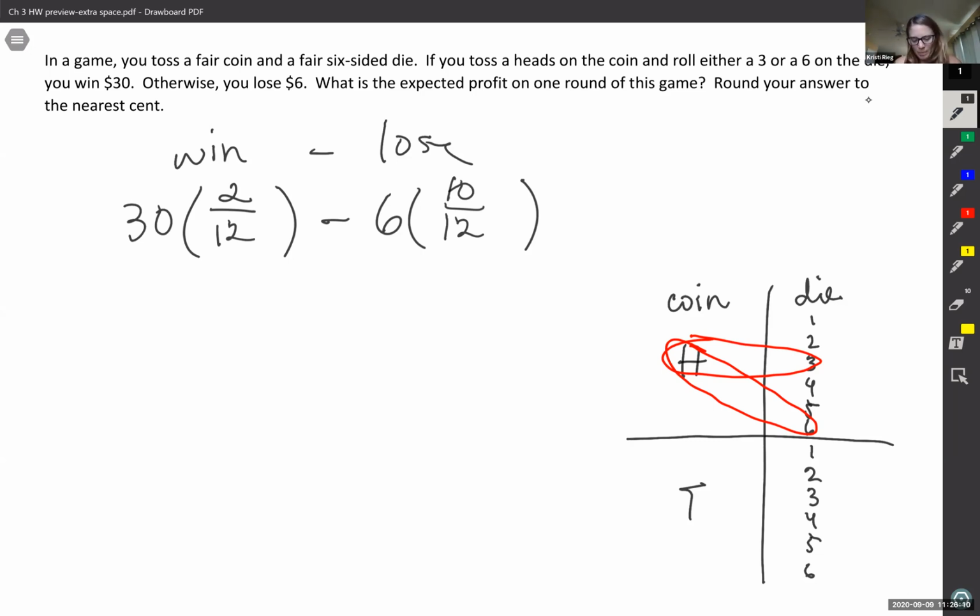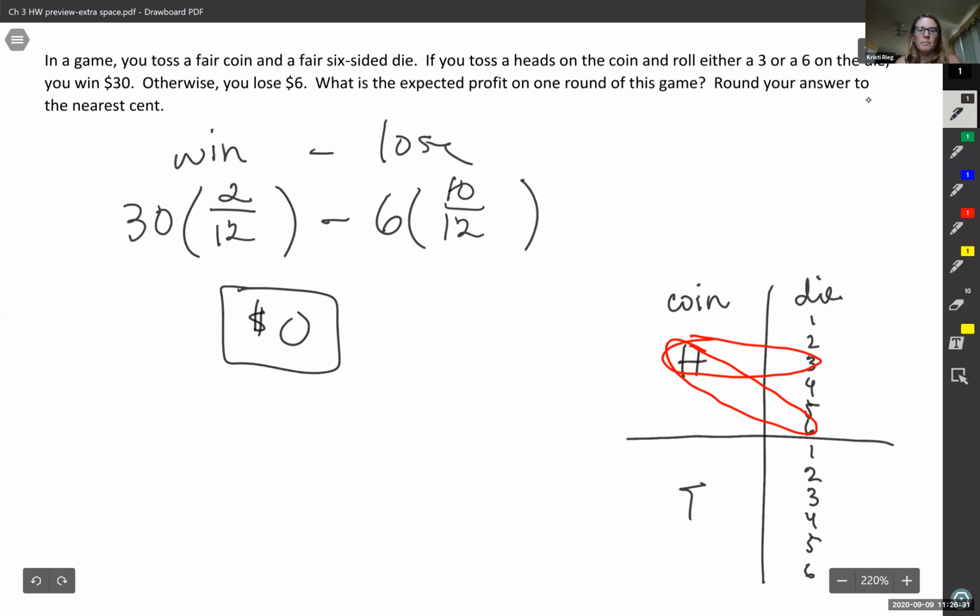Ready for the calculator? So I type in 30 times 2 over 12 minus 6 times 10 over 12. Nope, I put them both on the numerator. And I get 0. So over time, I neither win nor lose.